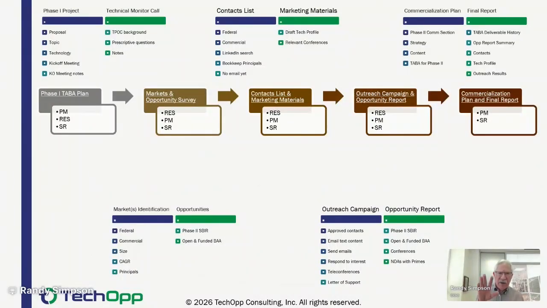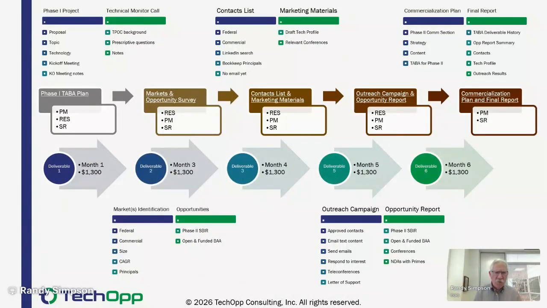So that plan is going to have the phase 2 commercialization section, as you can see, in that plan that we give you in our final report. So you're going to have information that's actionable. And this all takes place over a roughly 6-month period with invoices as noted right there.